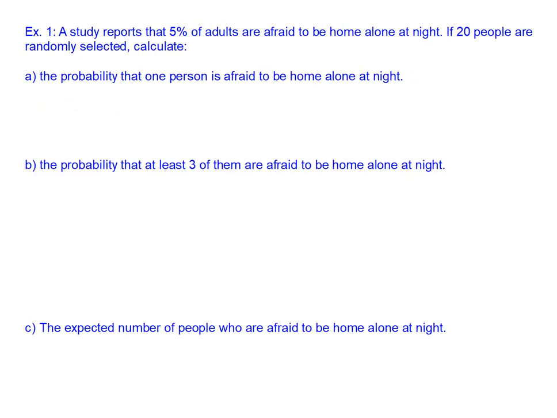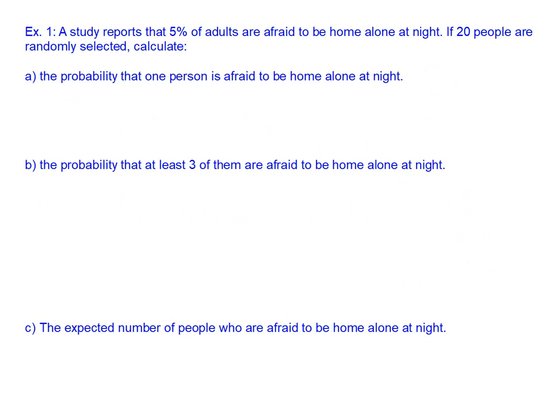So here we have an example, and a study reports that 5% of adults are afraid to be home alone at night. If 20 people are randomly selected, calculate the probability that one person is afraid to be alone at night. We want to know what the chance is that that one person is afraid to be at home alone. So in this case, we have trials. These trials are independent. If one person is afraid to be at home at night, that doesn't affect another person, another stranger, who may or may not be afraid to be home alone at night.